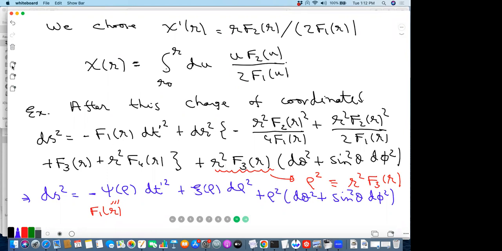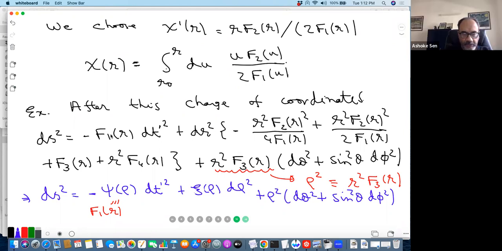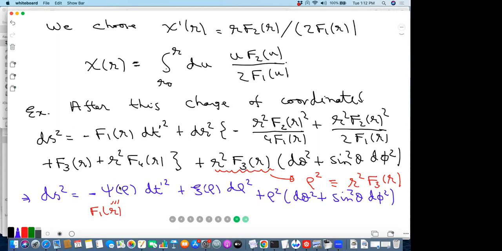So in the step previous to this, how did you conclude that you only need two arbitrary functions? Oh, here? Yes. Because you have psi and xi, so let's look at how many arbitrary functions you have. The dt square coefficient is whatever comes here, expressed in terms of rho, I'm calling it psi of rho. That's one function.